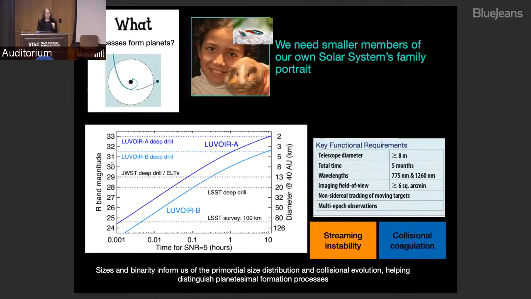As was mentioned this morning and in Aki's talk, we can also be learning even more about our solar system's family portrait by learning about some of the smallest members and searching for very small Kuiper belt objects that can tell us a lot about the process of forming planets and planetesimal formation and distinguish some of those competing theories.